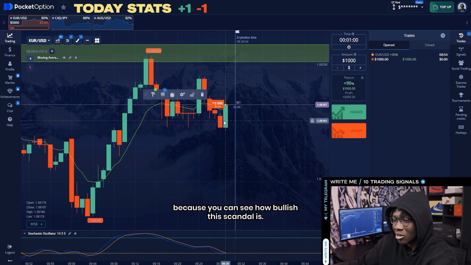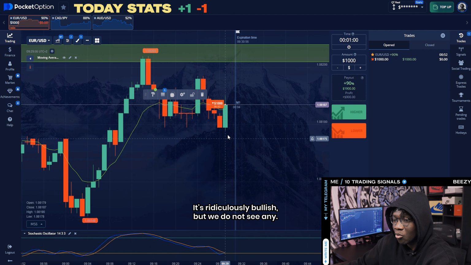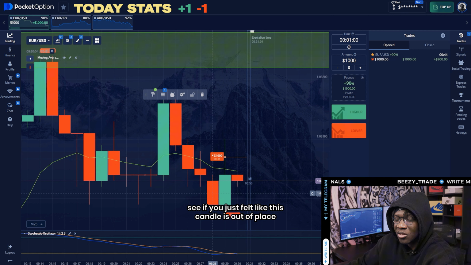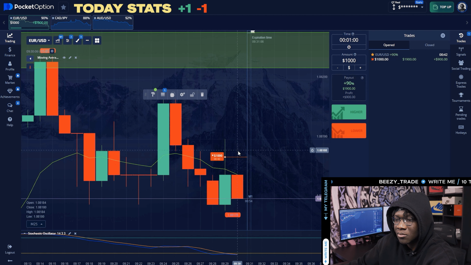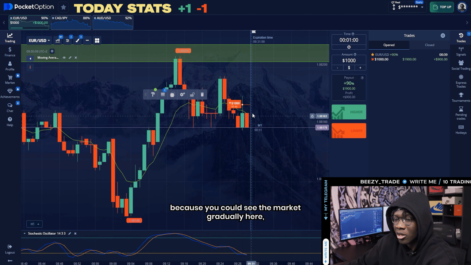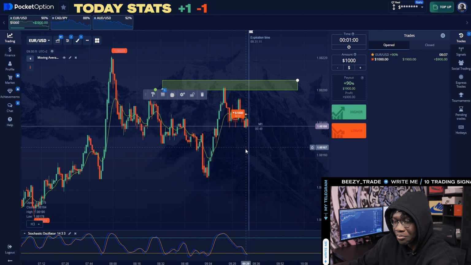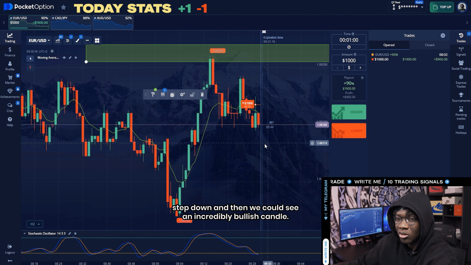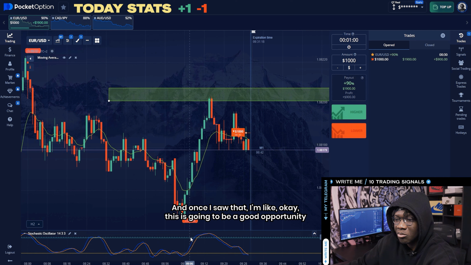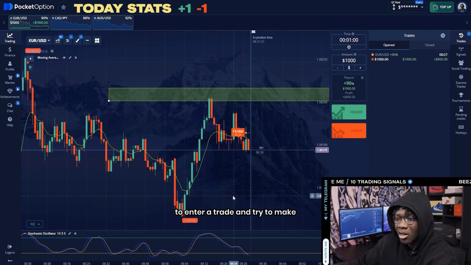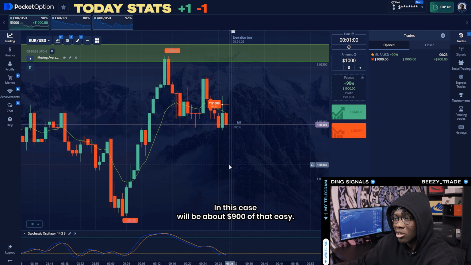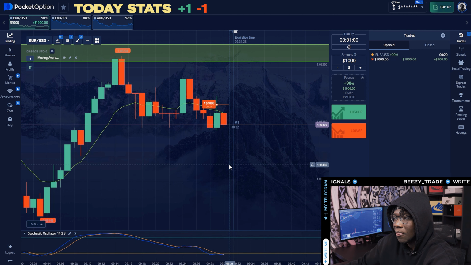Because you can see how bullish this candle is. It's ridiculously bullish. But we do not see any. Okay, I'm going to enter a little bit early because I want to wait. It just felt like this candle is out of place, because you can see the market gradually here step down, and then we can see an incredibly bullish candle. And once I saw that, I'm like, okay, this is going to be a good opportunity to enter a trade and try to make a couple of bucks. In this case, would be about $900 off of that, easy.